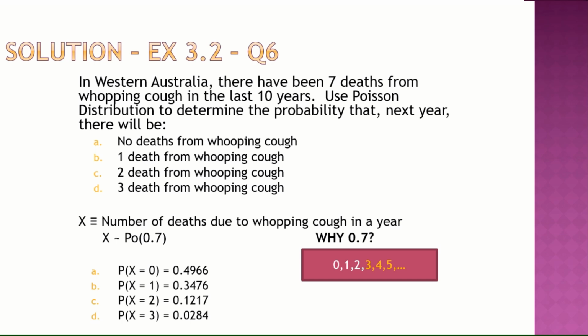Okay, question 6. 7 deaths in the last 10 years. Okay, so that means 10 years is 7 deaths. Use the Poisson distribution to determine the probability in the next year, so they want in 1 year. So if it's 7 deaths in the last 10 years, in 1 year it was 0.7. Why 0.7? 7 divided by 10, because you want to find 1 year, how many deaths? Right, then you follow the formula and just apply. Shouldn't be a problem. I've also given you the number line here in case.